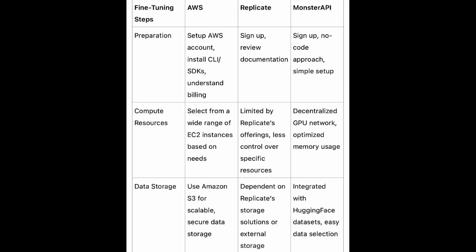And with Monsterapi, there are also advantages for linking your datasets, because here with Monster, you can directly link the Hugging Face datasets. And there's a drop-down indeed, where all the main and famous Hugging Face datasets are directly there. You can just select it. And if you are uploading your own custom dataset, you can just upload it directly in the portal before launching your fine-tuning job. And of course, with AWS, you have to use S3 and you need to know the S3 configuration, etc. And Replicate also is dependent on its own storage solution or external storage.